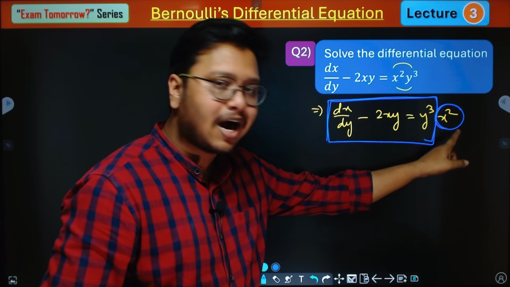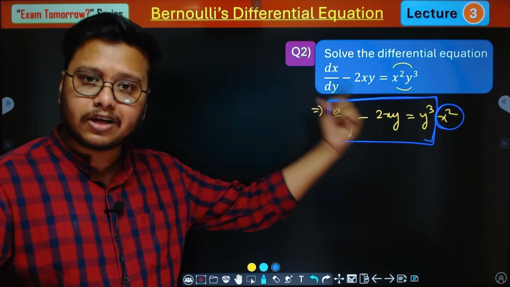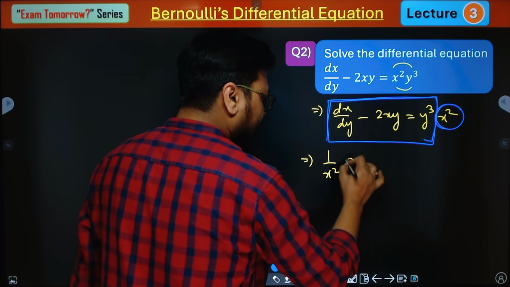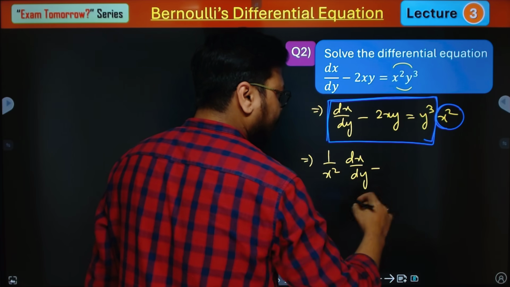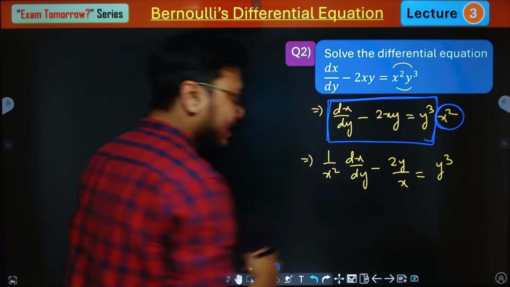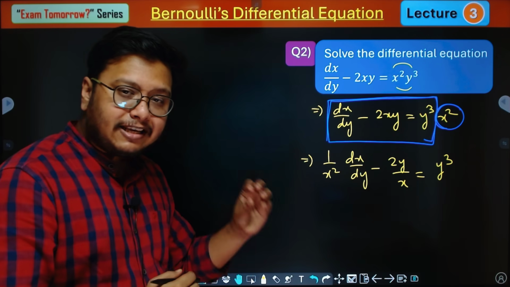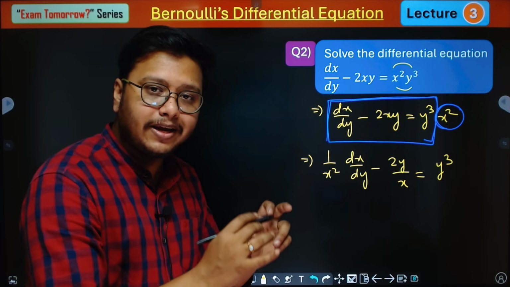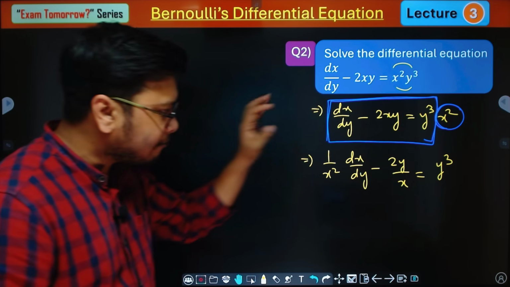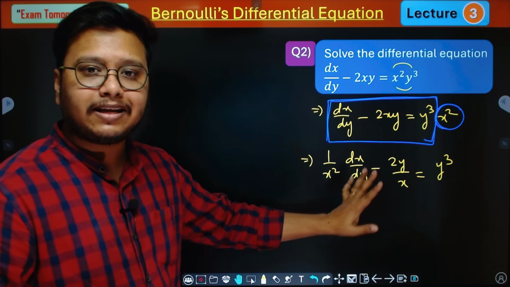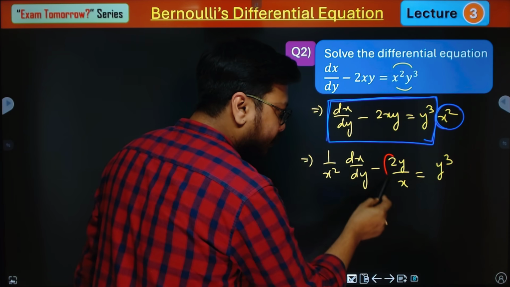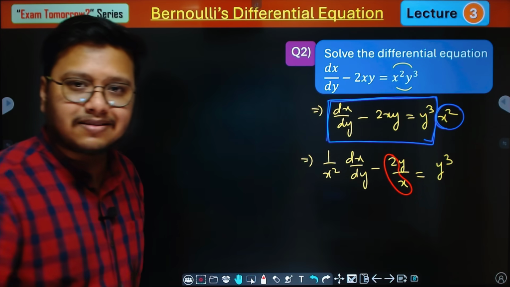So first of all, you need to start by dividing by the higher power of x. So you need to divide by x square first. So dividing by x square, dx/dy minus 2y by x equals y cube. So in the previous sum, I told you that if x is invisible, then whatever is remaining, you substitute that. In this case, the reverse thing I'll be saying, that if y is invisible to you, whatever else is remaining, that should be a substitution. So if your y is invisible, what is remaining? 2 upon x. So this you can substitute.